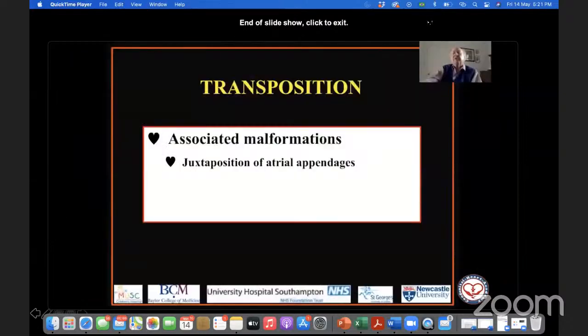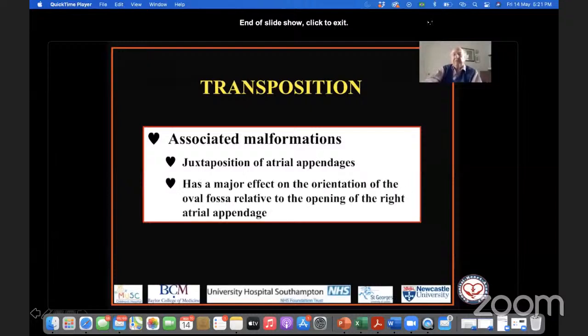Now, I've mentioned that you can have unusual associated malformations, and we want to concentrate on one in particular. And this is juxtaposition of the atrial appendages. We have juxtaposition of the atrial appendages when one of the atrial appendages, the one we're going to concentrate on, the morphologically right atrial appendage, passes through the transverse sinus so that it comes to lie to the left of the arterial valvar pedicle.